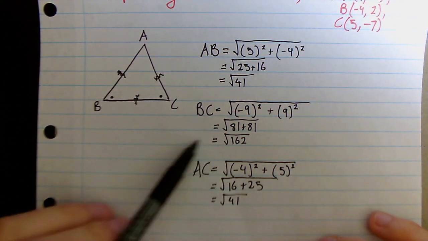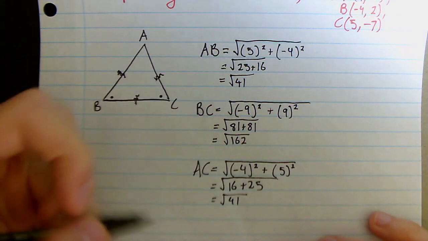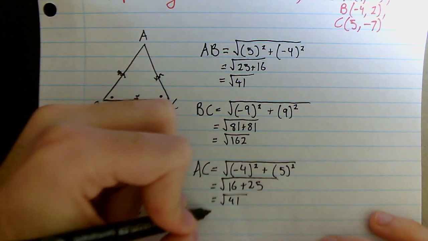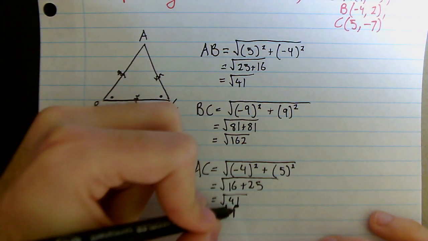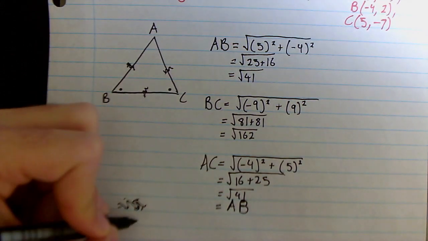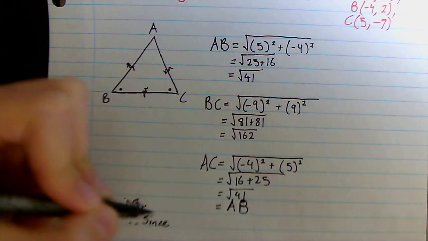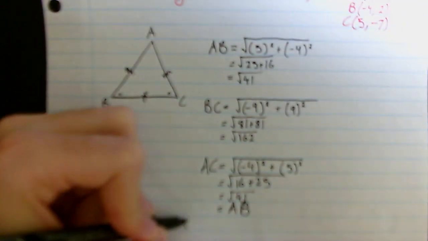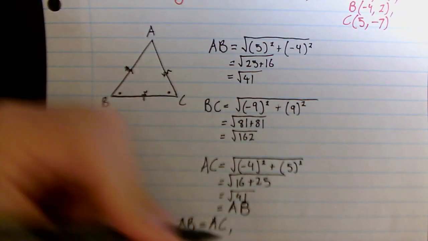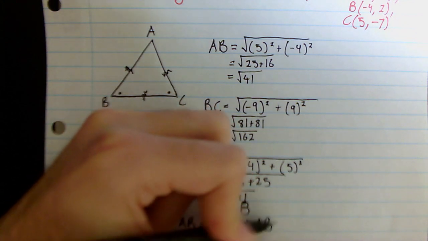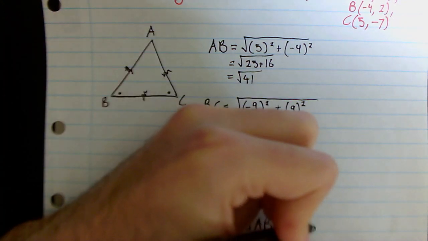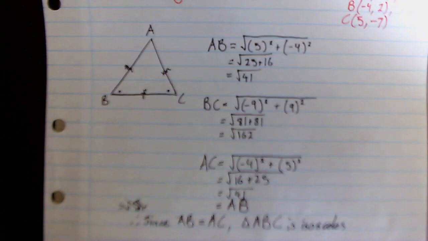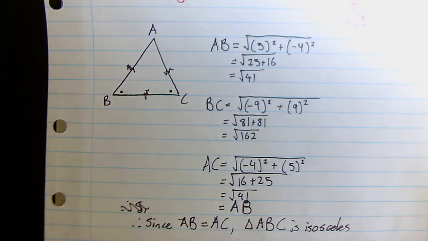And what we notice is that the side AC is equal to the side AB. So we can say that AC equals AB, and then make a statement. Therefore, since AB equals AC, triangle ABC is isosceles. Okay, and that should be enough to get you the full marks.